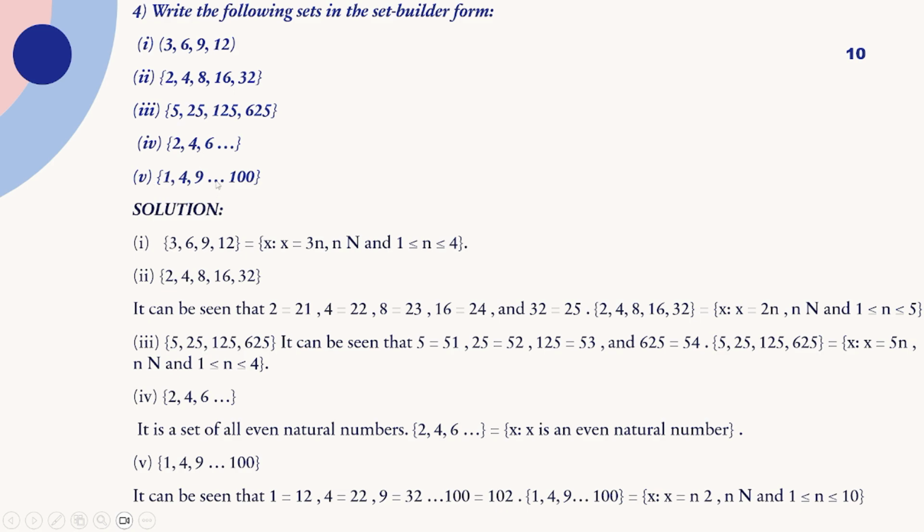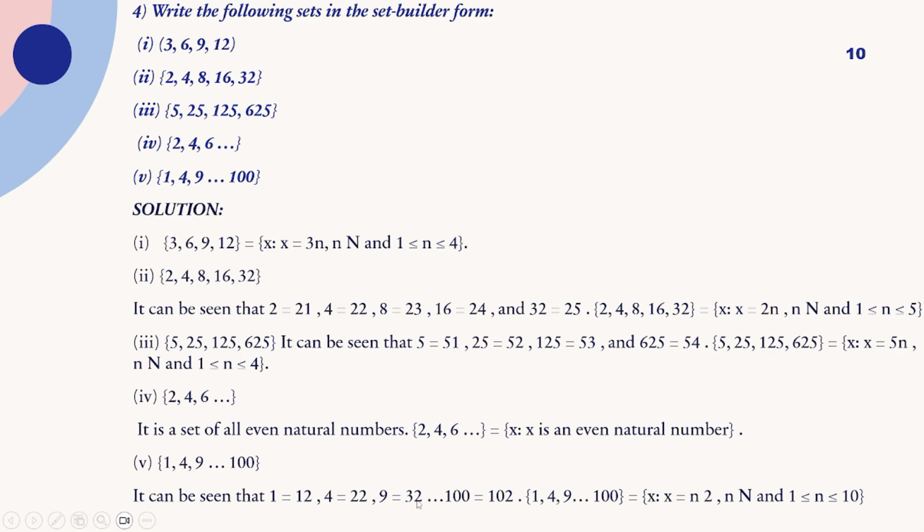Now let's discuss the fifth question. 1, 4, 9 up to 100 they have given. Now let's see what the form of these numbers is. 1 is equal to 1 square, though 1 power 2 or 1 power 3, anything is the same. 4 is nothing but 2 square, and 9 is 3 square, since 3 into 3 is 9.